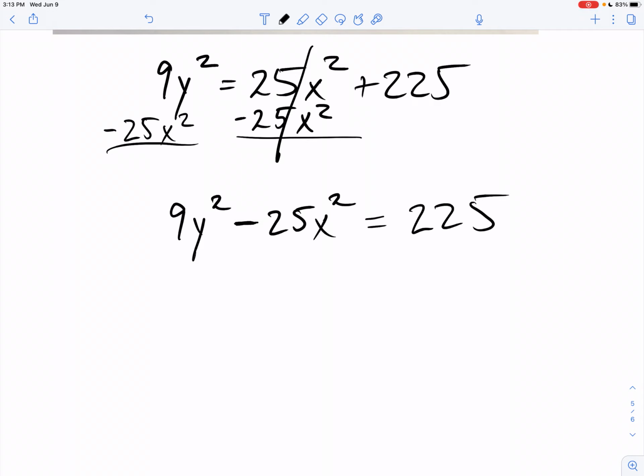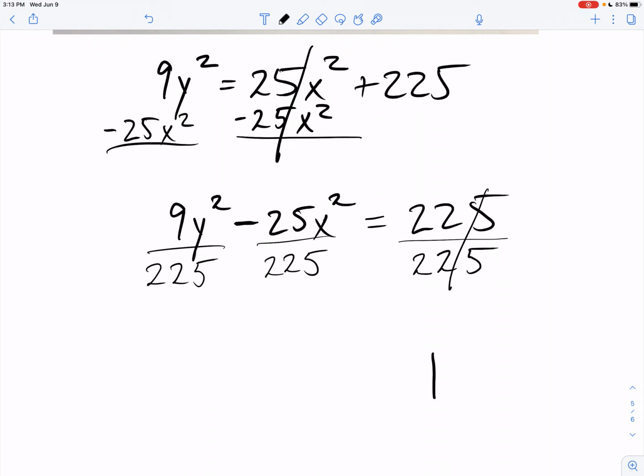But it still doesn't look like standard form, because in standard form I would want this to be 1. So I'm going to do this, I'm going to do this, I'm going to do this. And then that's 1 equals, and then I would imagine that 25 to 25ths, you could reduce that. I would, because guess what?